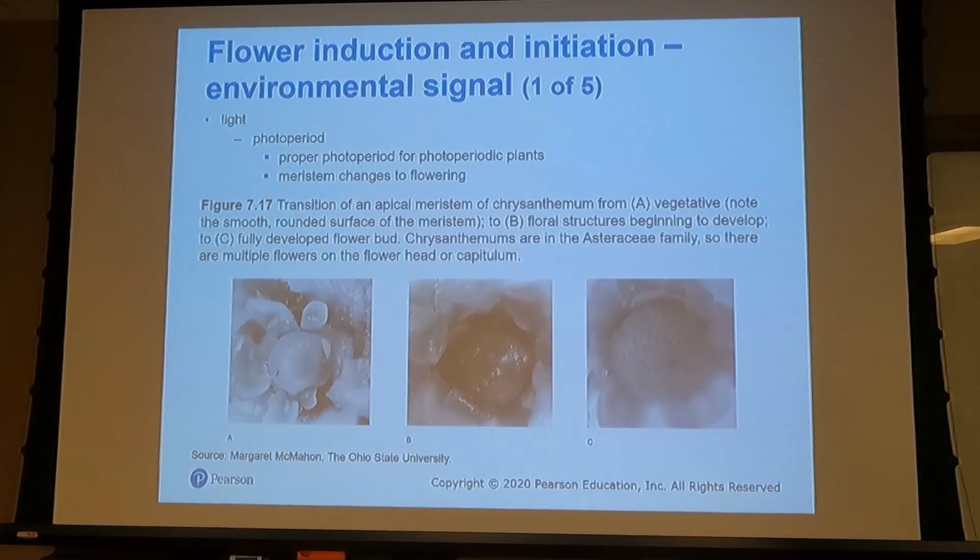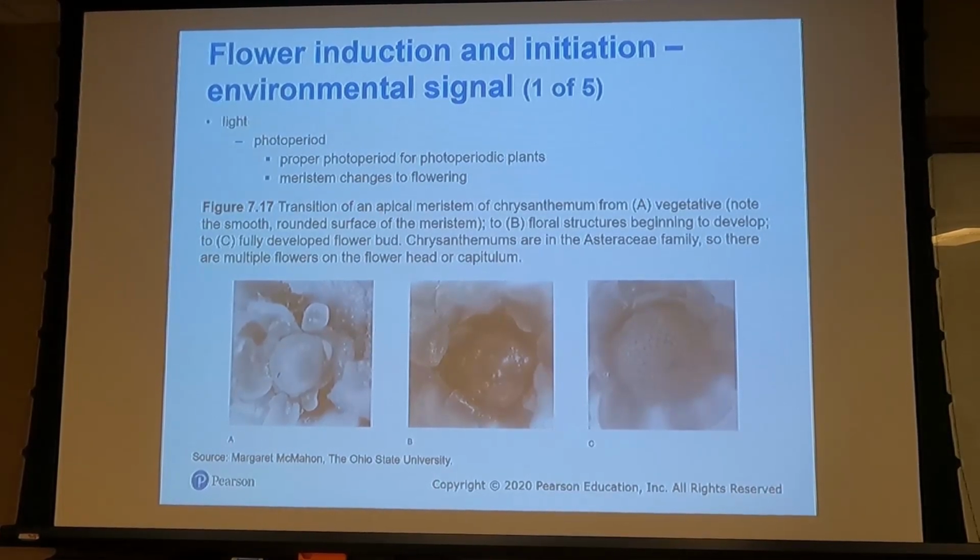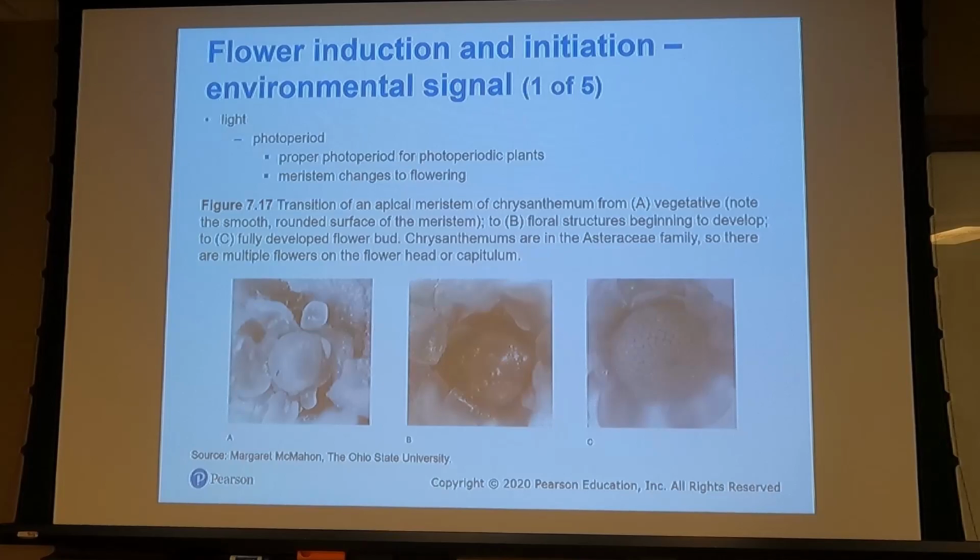Another one of those ways is light. And so light is going to influence those meristematic changes that are going to initiate flowering. If there's not enough light, there won't be enough photosynthesis. So it's kind of like the plant's way of going, is there enough light to sustain my growth? And that is light, because light is what drives photosynthesis.